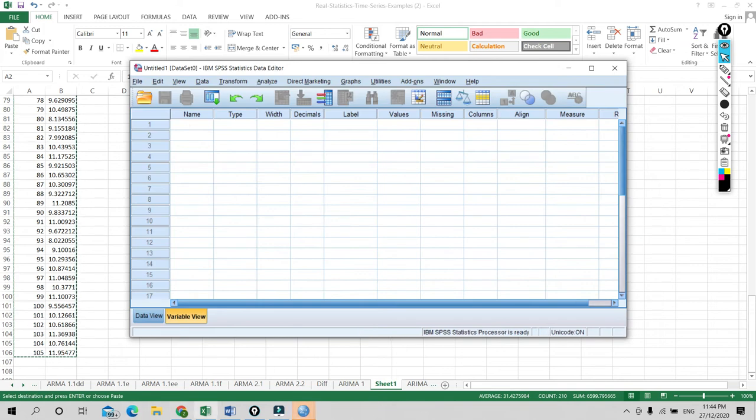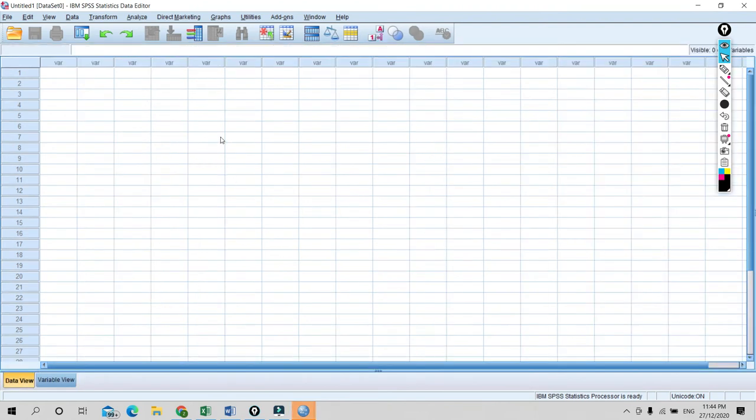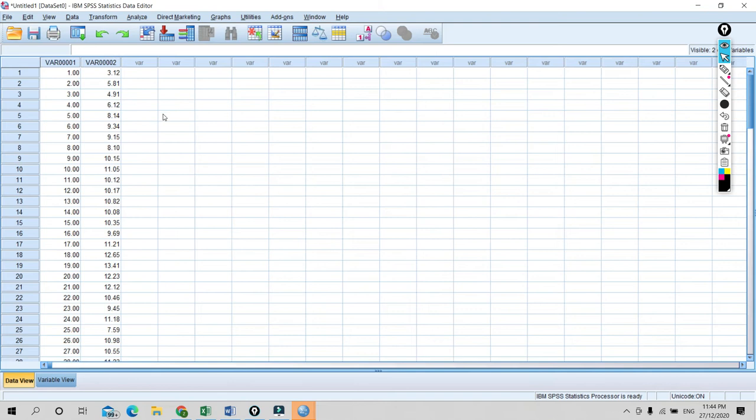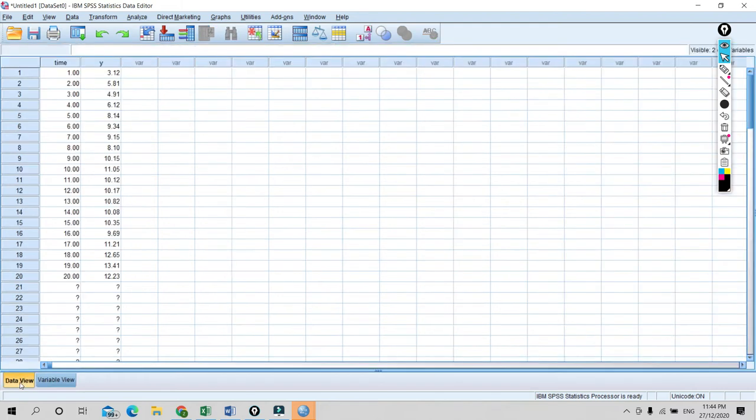Now this is my SPSS window. You have to be familiar with SPSS. So I just put the data here. This is my data in SPSS. I just give a name to each variable. In Variable View, here is my time period, time, and here is my Y data.